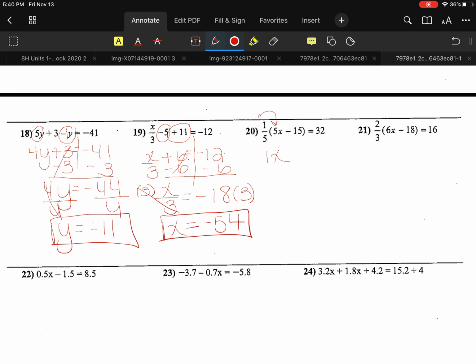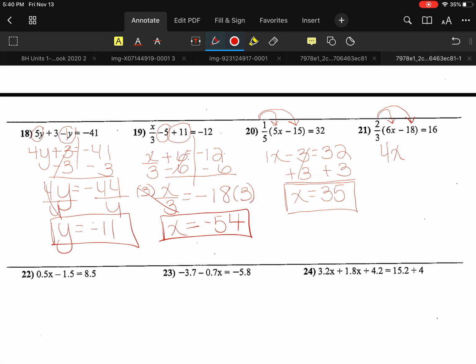1/5 times 5x, 1x. 1/5 times a negative 15 is a negative 3, equals 32. The inverse of subtracting 3 is to add 3. 1x equals 35. We all know that a 1x and an x are the same, so I'm just going to eliminate that coefficient of 1, or you could divide both sides by 1. You're still going to end up with a 35.